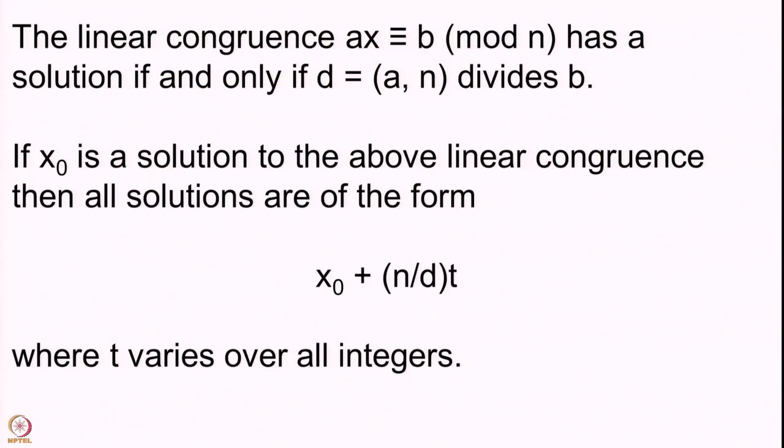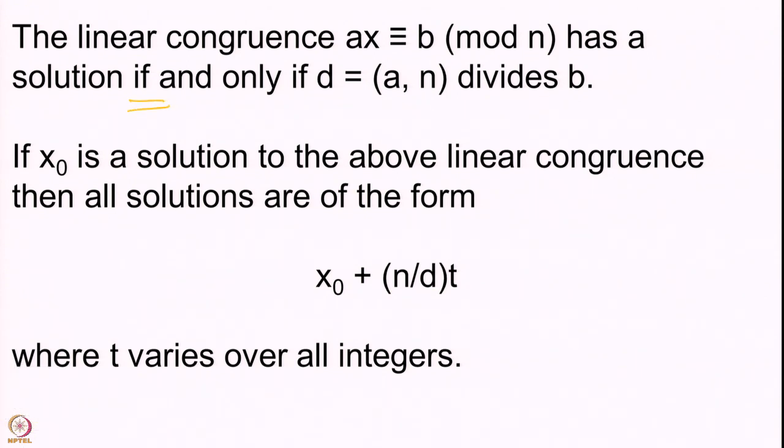However, if the GCD divides B, then sometimes there can be a unique solution and sometimes there can be more than one solution. So, we saw all this in our last lecture. So, let us just go through that once again. We have that the linear congruence Ax congruent to B mod n has a solution if and only if D, which is the GCD of A and n, divides B.